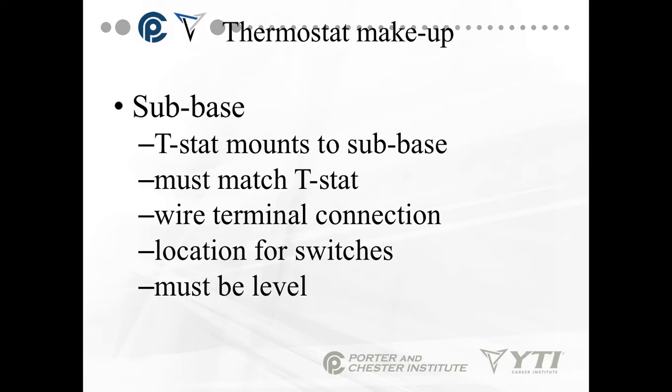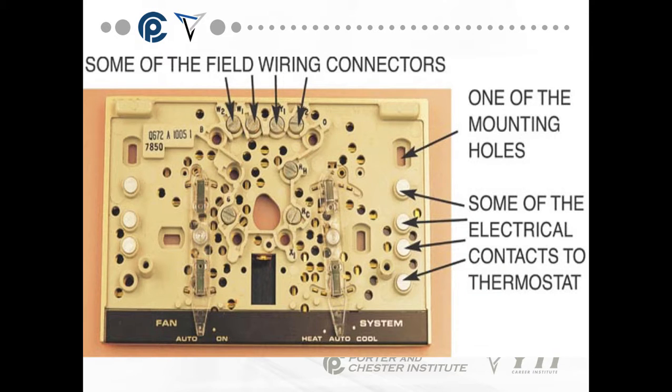The thermostats are made up of a sub-base. Okay, the thermostat mounts onto a sub-base. The sub-base has to match the thermostat because they have wired terminal connections that plug into the back of the thermostat. There's location for switches, and the sub-bases must be level on the wall. This is an example of a sub-base. You'll notice up around here there's some screws for the wire terminal connections. Okay, and these are the electrical contacts that actually connect to the back of the thermostat.